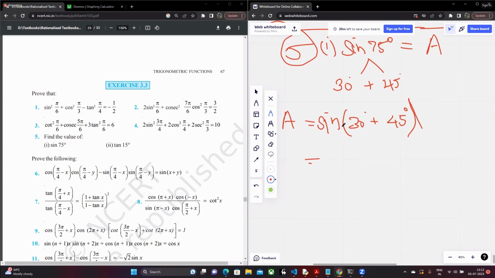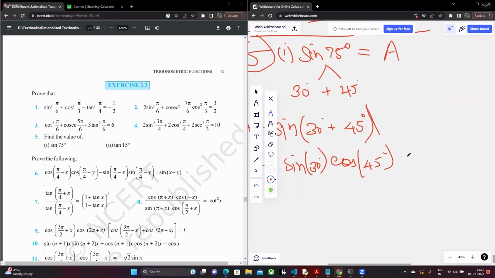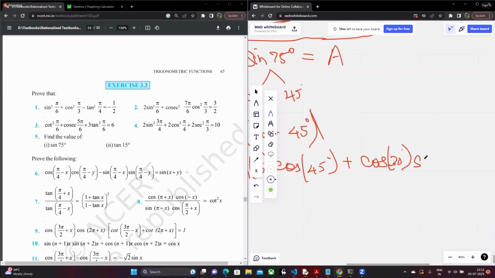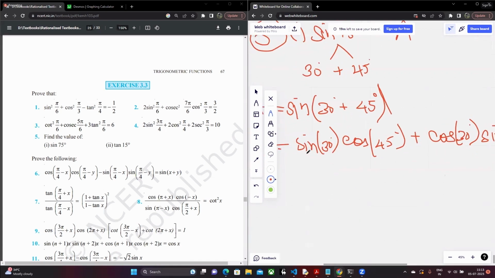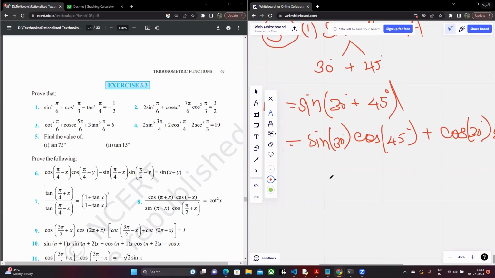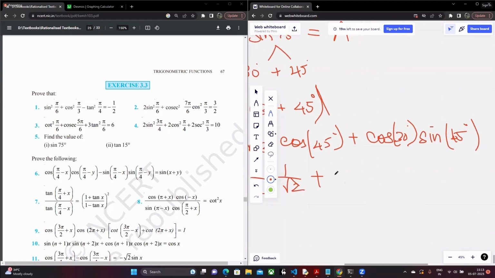Remember the sine rule, where sine of x plus y is basically sine x cos y plus cos x sine y. The only pain here is writing the whole thing out. Otherwise, it's very easy. And you all know the values of these standard angles. Sine 30 degrees is half. Cos 45 degrees is 1 by root 2. Plus cos 30 degrees is root 3 by 2. And sine 45 degrees is 1 by root 2.